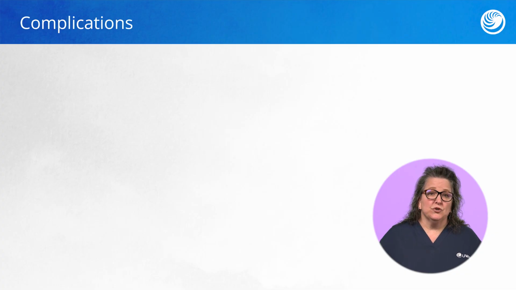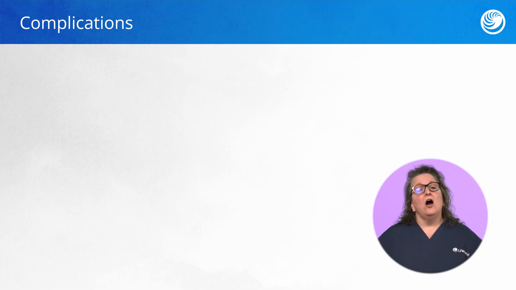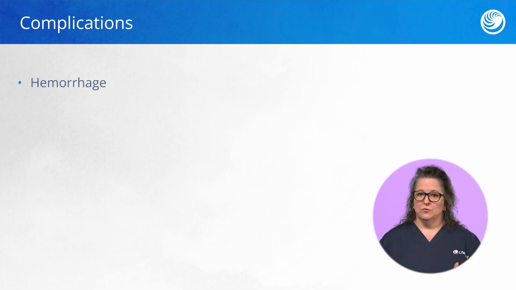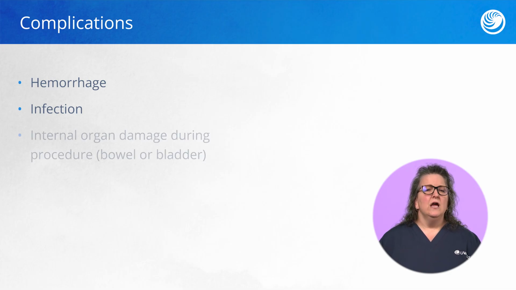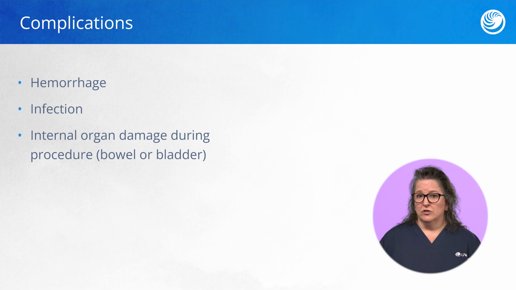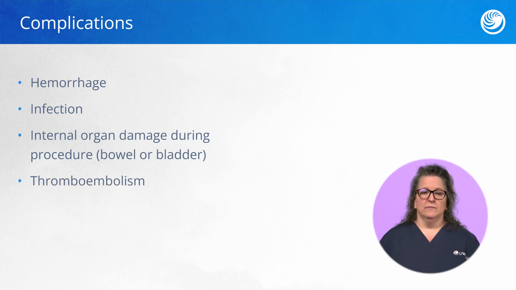Complications. This is surgery. So many of the same complications for any surgery are the same for a cesarean birth. Hemorrhage, if the uterus remains boggy or from other surgical bleeding. Infection, just like with any surgery. Internal organ damage during the procedure, like to the bowel or bladder, due to the proximity of those organs to the surgical site. Thromboembolism, sequential compression devices are used to help prevent this.